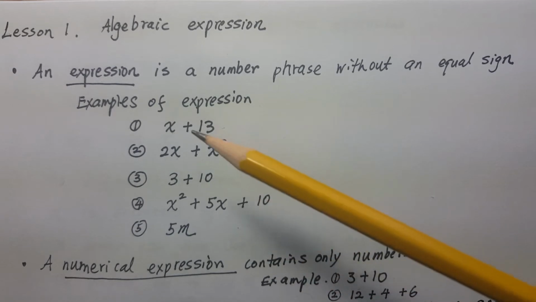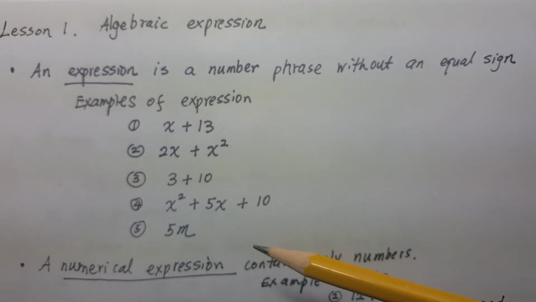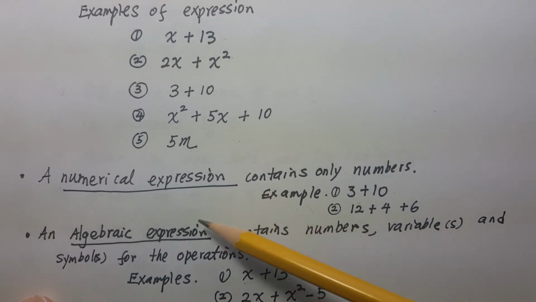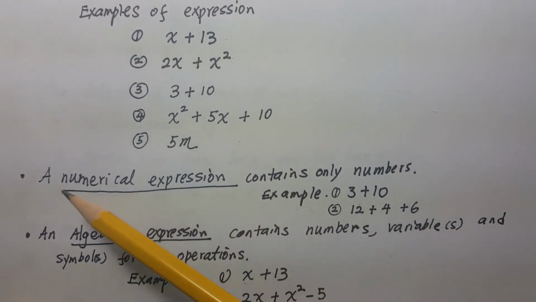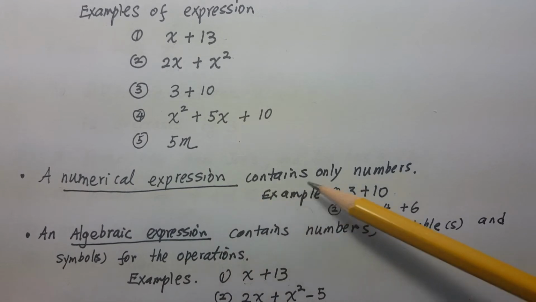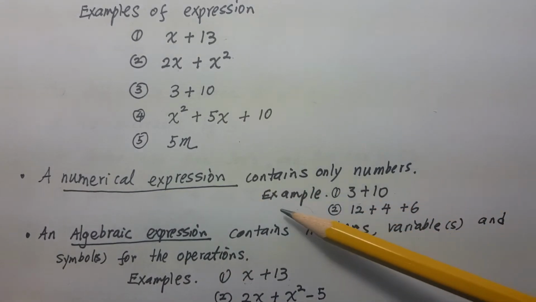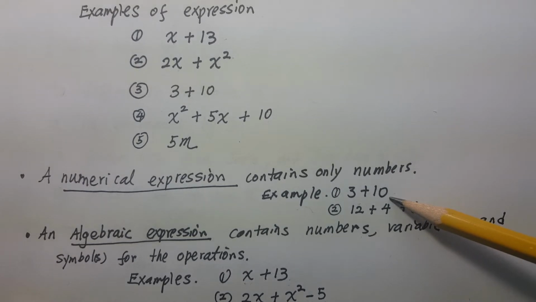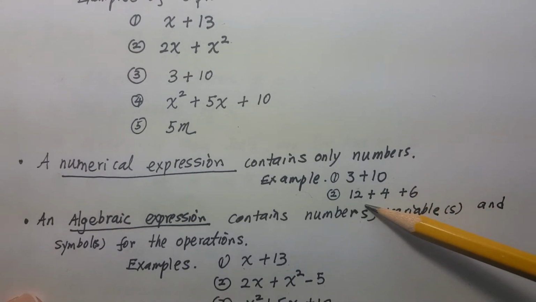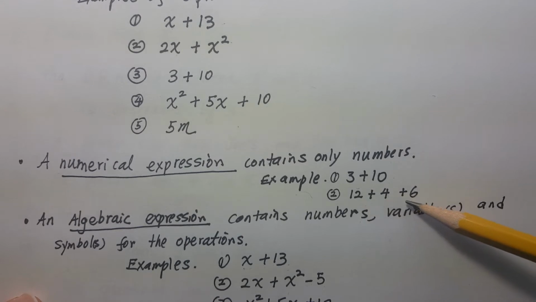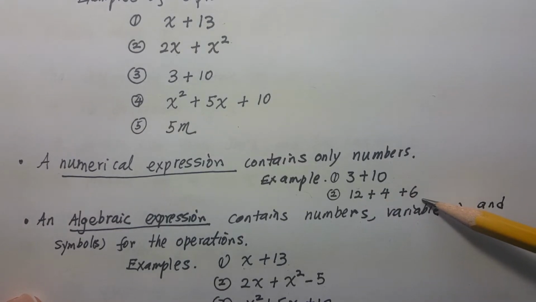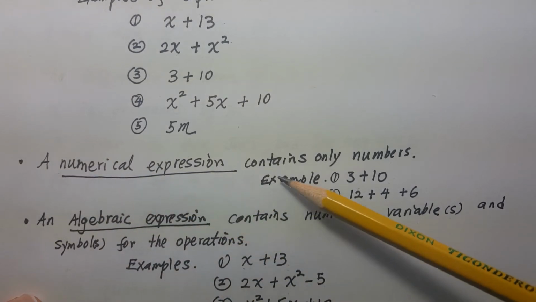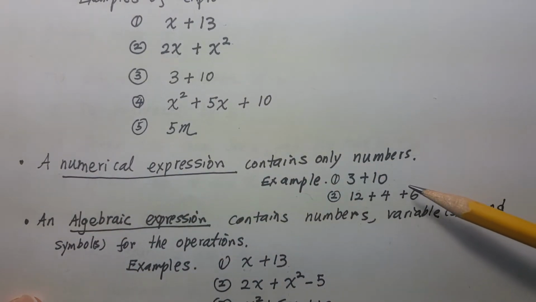Now, an expression is also divided into two types: numerical expression and algebraic expression. A numerical expression contains only numbers. Example, 3 plus 10, only numbers. Example 2, 12 plus 4 plus 6, only numbers. So one more time, a numerical expression contains only numbers.